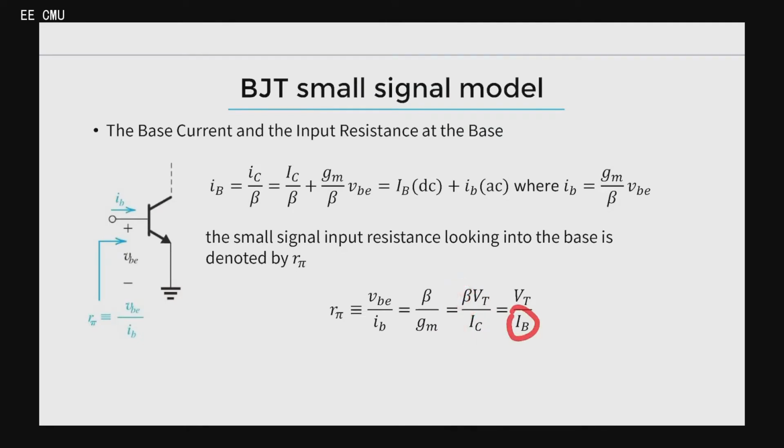So for these parts, how should we remember them? We remember that mostly the ones that are used frequently are RPI equals beta divided by GM, and RPI equals VBE divided by IB. We use these two quite a lot.